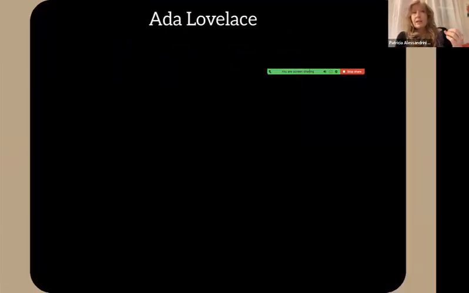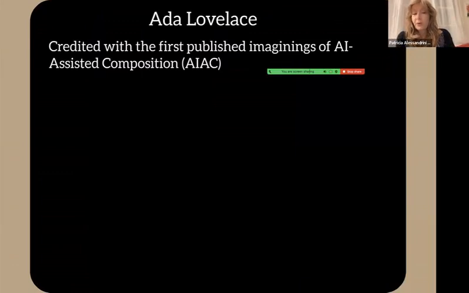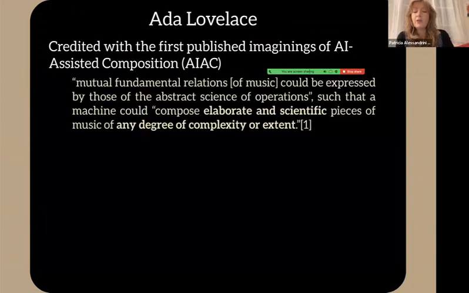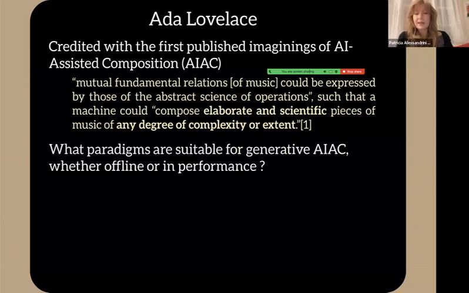So Ada Lovelace actually specifically thought about the potential of computers for music. She's credited with the first published imagining of that. She said the mutual fundamental relations of music could be expressed by those of abstract science of apparitions, such that a machine could compose elaborate and scientific pieces of music of any degree of complexity or extent.